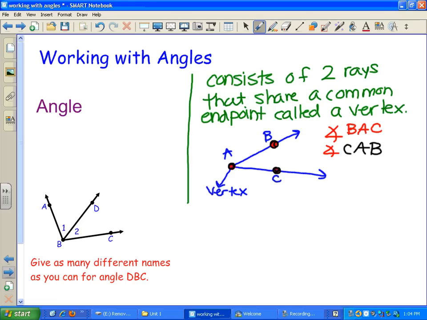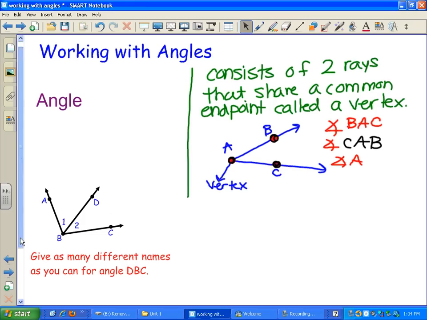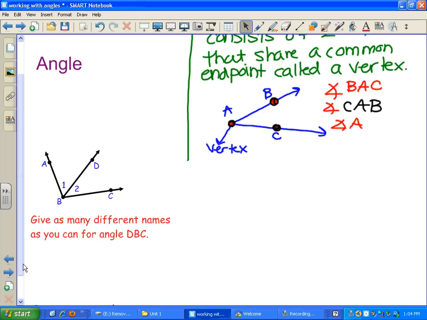Now, since there's only one angle that I have formed here, I can simply name it angle A, which is just the vertex. So if I have more than one angle at the same vertex, I can't just say angle A. I have to use 3 letters. So let's take a look at this example. I want you to give as many different names as you can for angle DBC. Go ahead, try that, pause the video, and then come back and we'll see how you did.